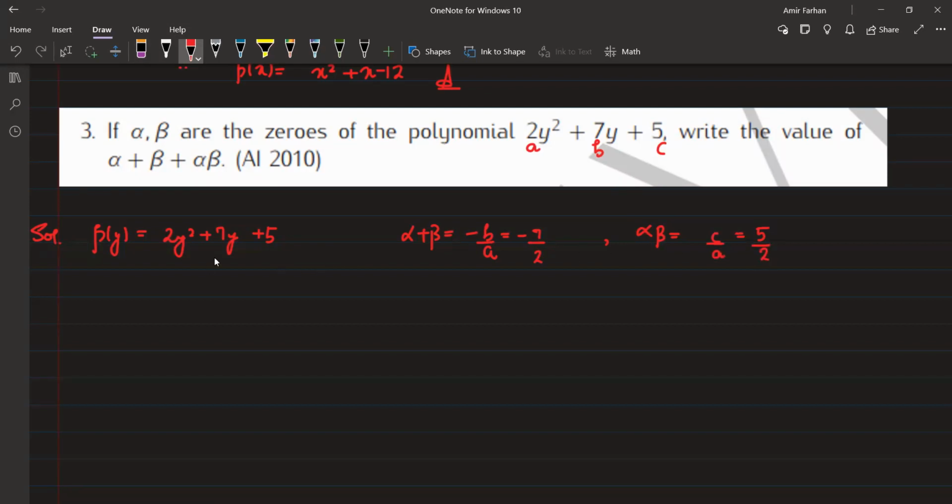Alpha into beta is c by a. c is 5, divided by 2. Now you have alpha plus beta and alpha into beta. Just add them up according to the question. Alpha plus beta plus alpha into beta will be equal to alpha plus beta, whose value is minus 7 by 2, plus alpha into beta, which is 5 by 2. The denominator is the same, so you can add them. So minus 7 plus 5 is minus 2, so minus 2 by 2 will be equal to minus 1. So this is your answer.